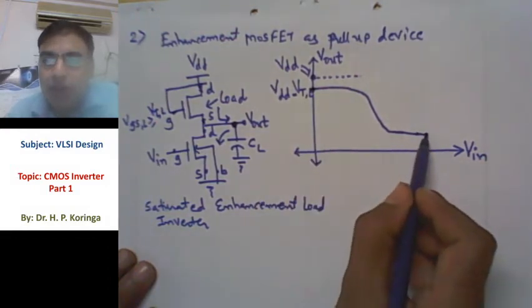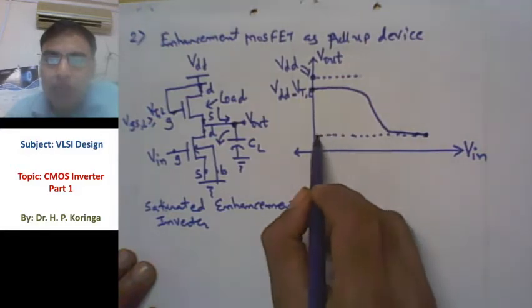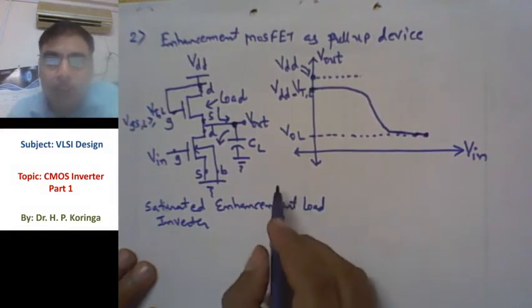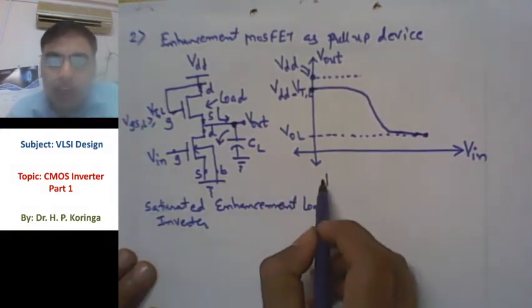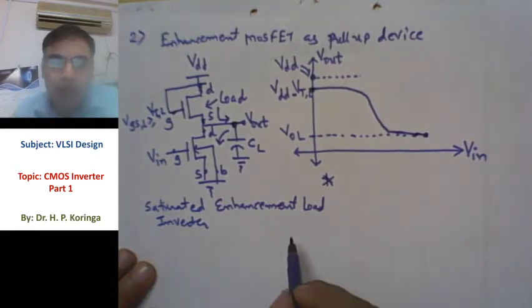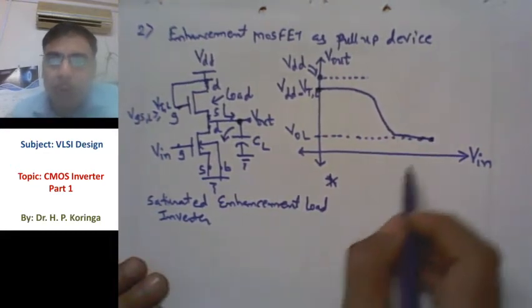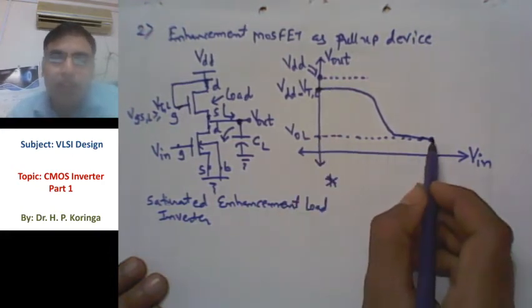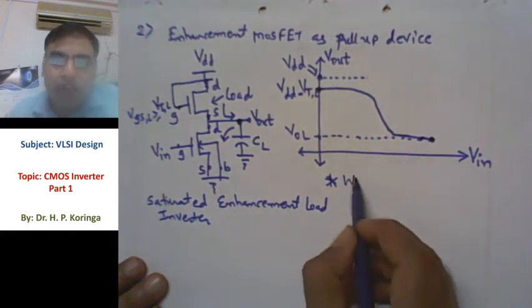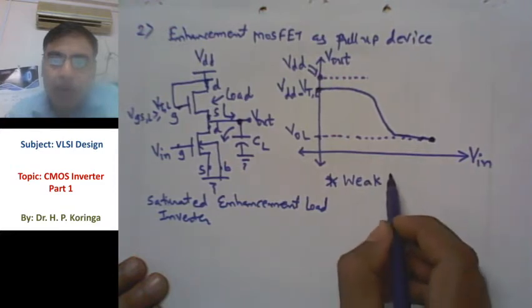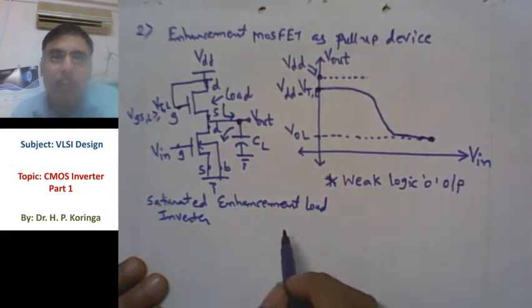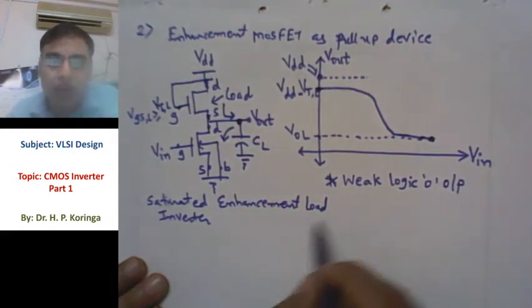And if you see the minimum output voltage, the minimum output voltage will be VOL, which is also greater than zero voltage. So in this enhancement pull-up device, if we look at some points about it, we can see it has a weak zero output, because the output is not zero voltage, it is greater than zero, so it has a weak logic zero out. This is one of the disadvantages of the saturated enhancement load inverter.